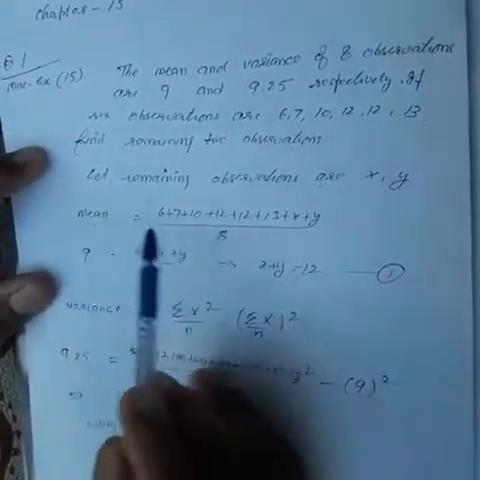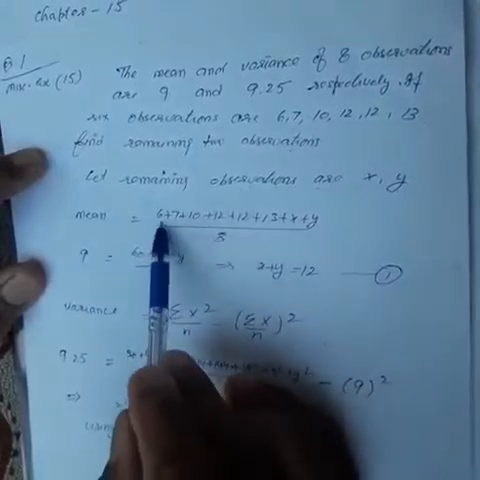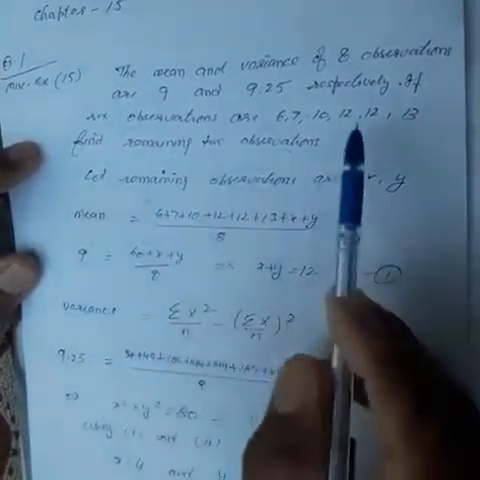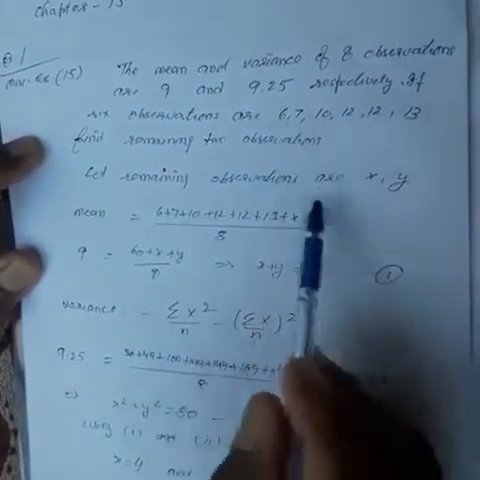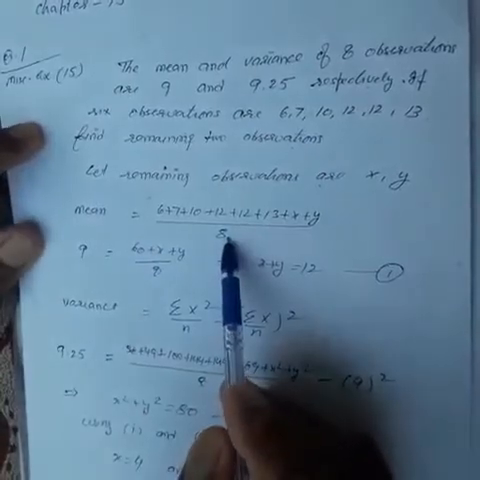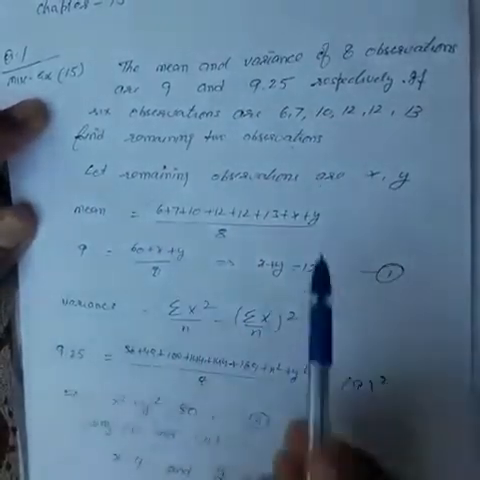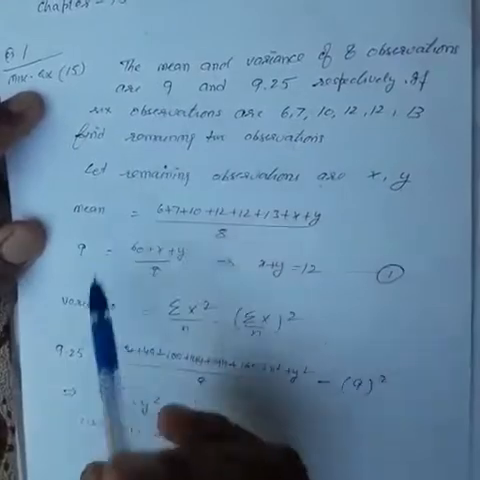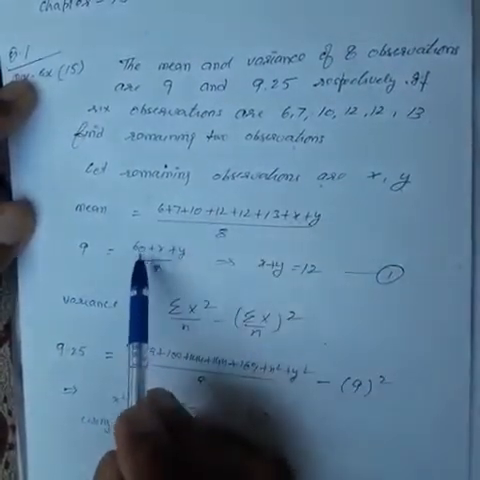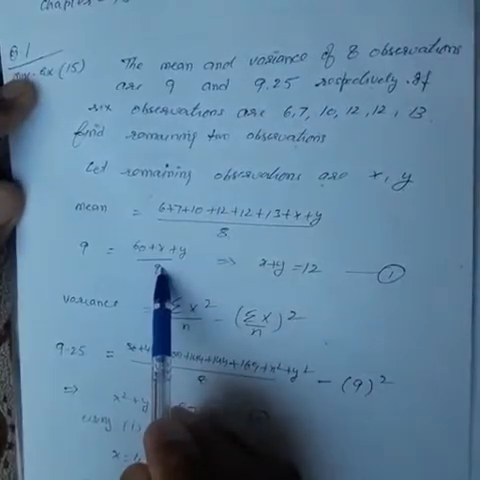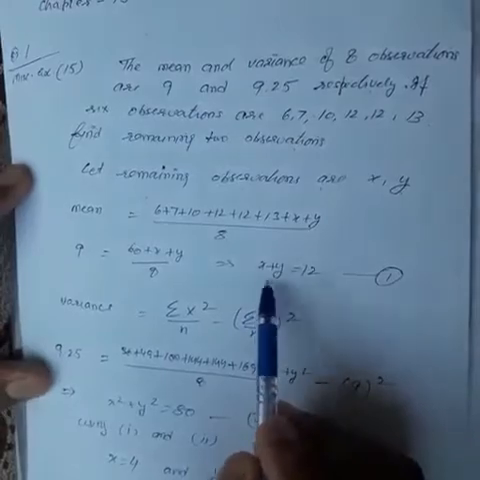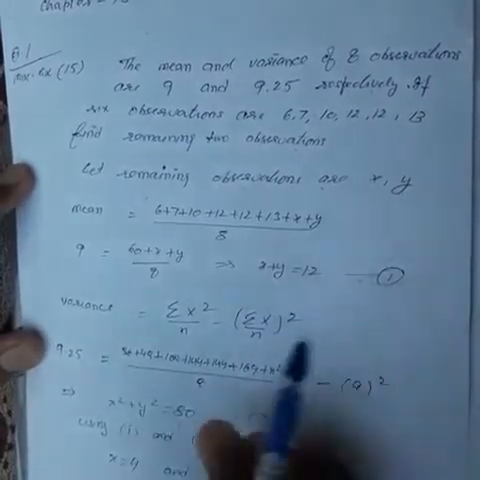Now mean can be calculated using sum of observations divided by number of observations. So 6 observations we are given, 2 we have assumed. So sum of all observations divided by 8, the number of observations, and mean is given 9 in this statement. So 9 is equal to 60 plus x plus y upon 8. Cross multiply and solve. So you will get equation x plus y is equal to 12.